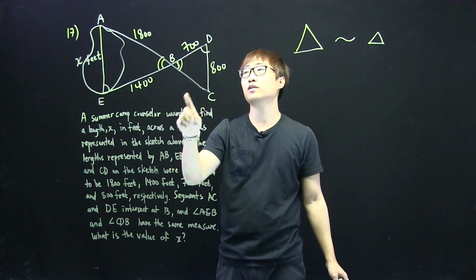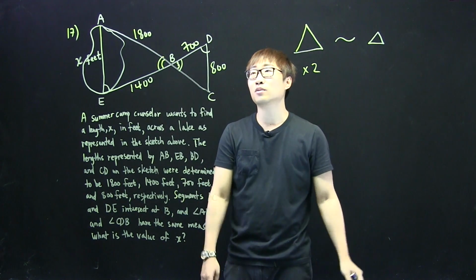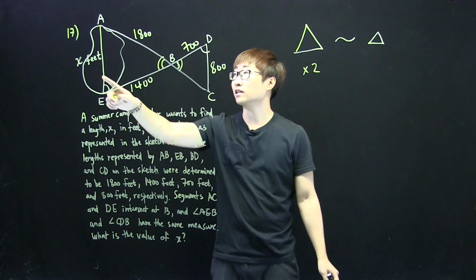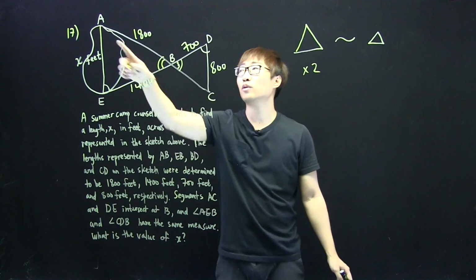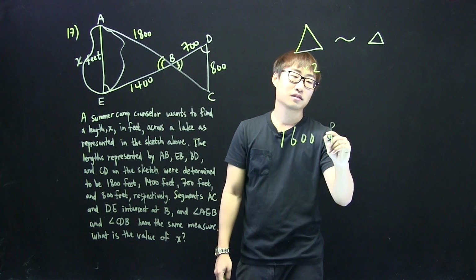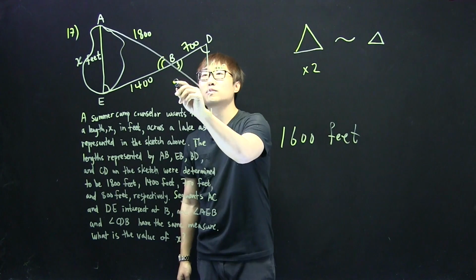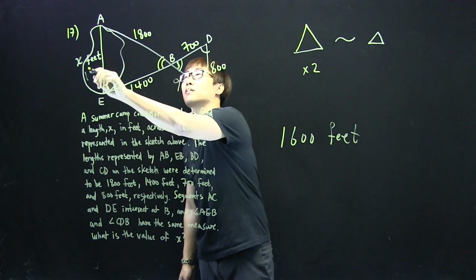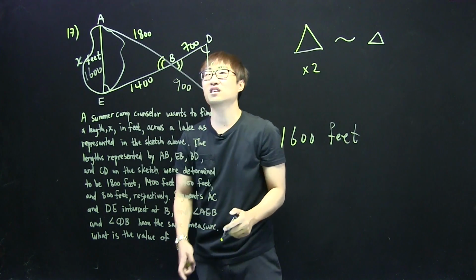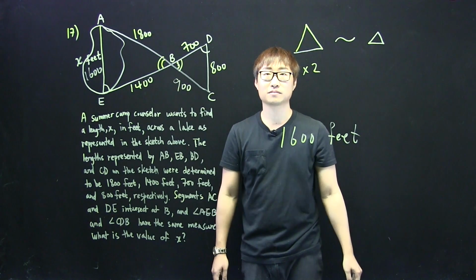Clearly, 1,400 and 700, the bigger triangle is double the size of the smaller one, right? So what are we looking for? X is over here. If this is 800, what must that be? 1,600 feet. It's just double, right? So that's probably 900. That's probably 1,600. That's it. Easy. Such an easy problem.